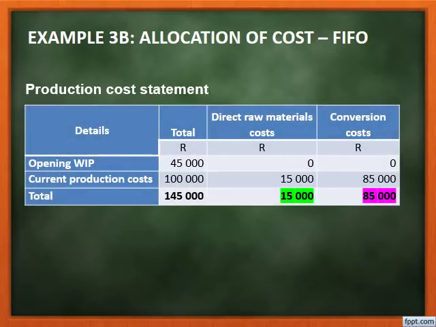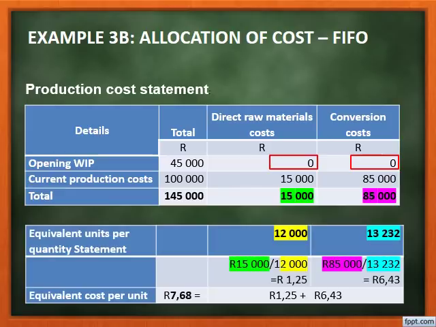Because we are using first in, first out method, the cost of the opening work in progress of 45,000 in total is only included in the total column and excluded from the direct raw materials and conversion column. Take note, although the total equivalent cost per unit slightly differ between weighted average and first in, first out, this is only in short term. In the long run, these will virtually be the same.